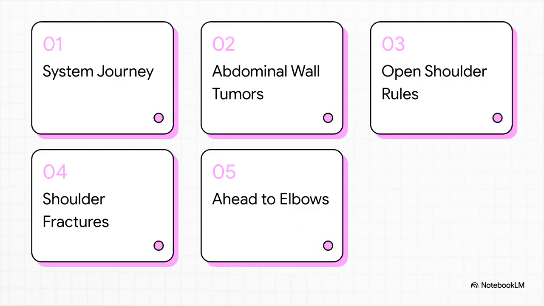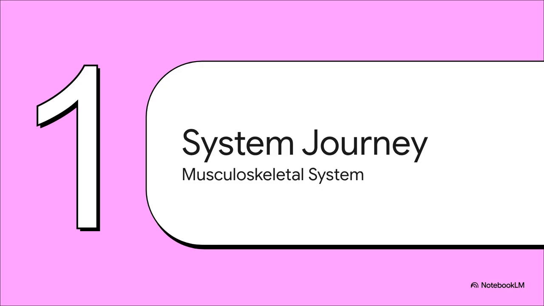Okay, here's our roadmap for today. We're going to map out our musculoskeletal system journey, tackle abdominal wall tumor excision, dive deep into open shoulder reconstruction rules, look at shoulder fractures and dislocations, and then briefly look ahead to elbows. First up, Section 1, the musculoskeletal system journey.